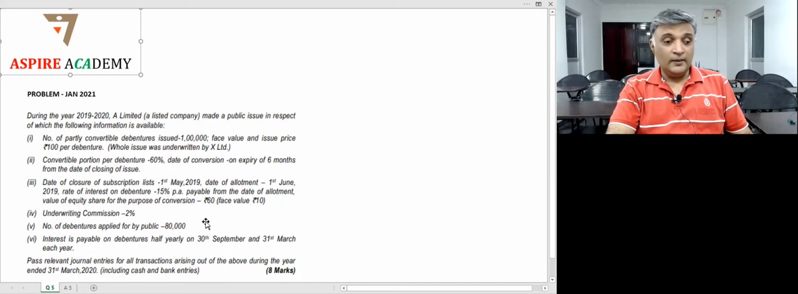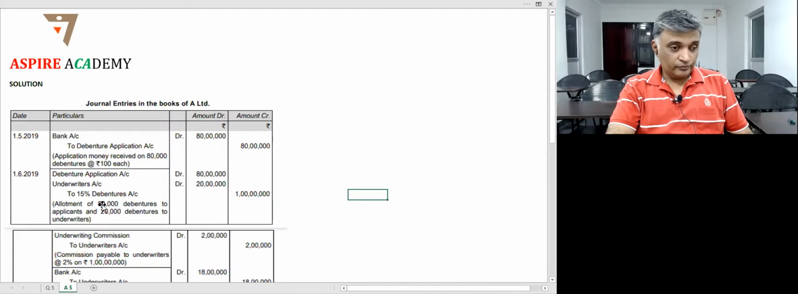So we need to debit them. What is the entry now? On 1st of June 2019, we will reverse the debenture application of 80 lakhs. So debenture application account debit 80 lakhs. Now we will debit underwriters to the extent of 20 lakhs because they have their own liability. They have committed to take up some of the debentures because it's an under subscription. So debit the underwriters account with 20 lakhs, and give a credit to the 15% debentures of 1 crore, or you can say 100 lakhs. So that is the entry.